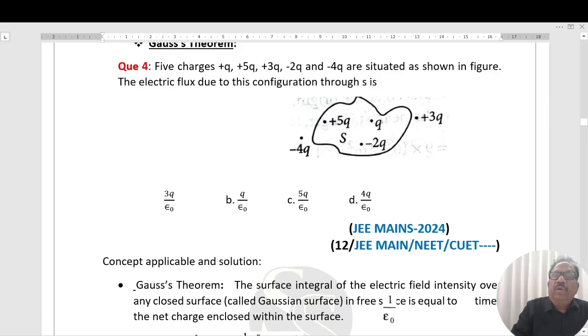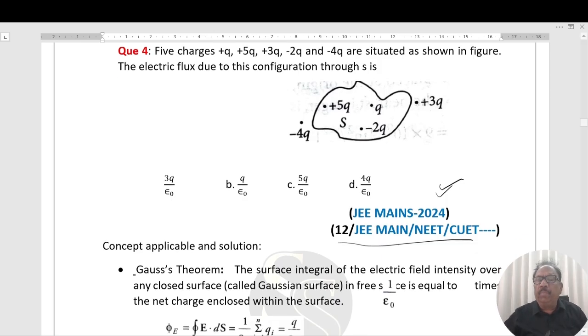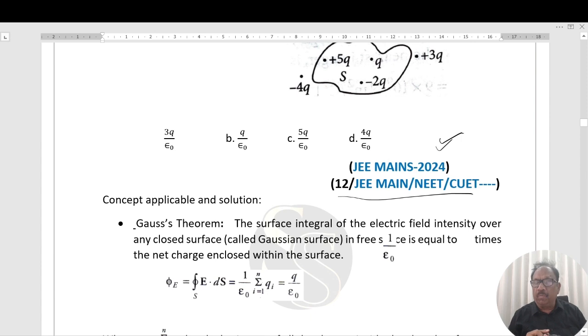The question is: five charges plus Q, plus 5Q, plus 3Q, minus Q, minus Q are situated as shown in the figure. The electric flux due to this configuration through S is. This question is taken from JEE Mains 2024 and is applicable for all. Before we start with the question, let's discuss certain applicable concepts. Gauss's theorem.